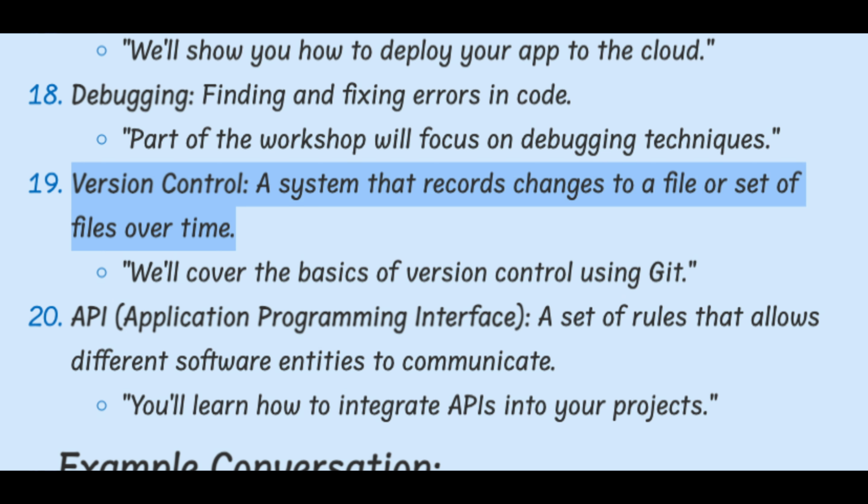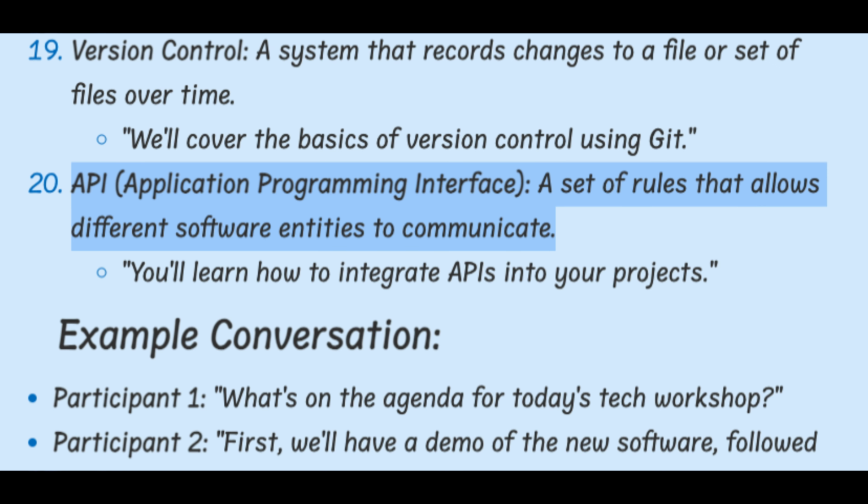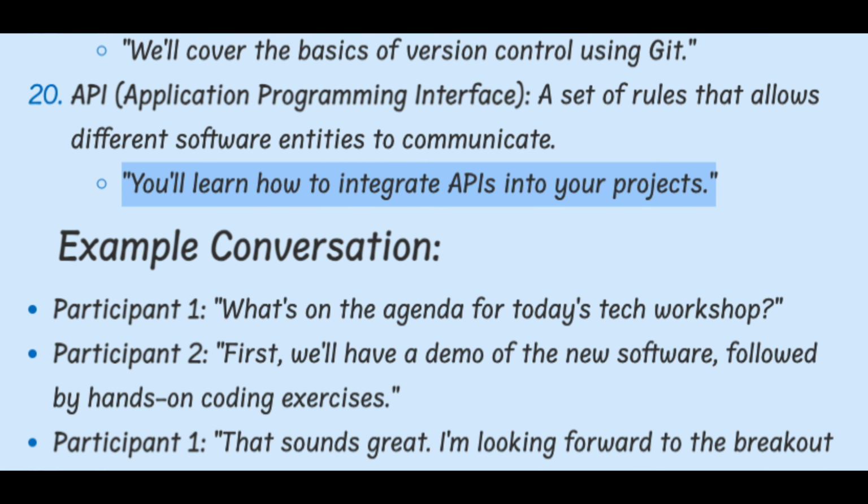19. Version control, a system that records changes to a file or set of files over time. We'll cover the basics of version control using Git. 20. API, Application Programming Interface, a set of rules that allows different software entities to communicate. You'll learn how to integrate APIs into your projects.